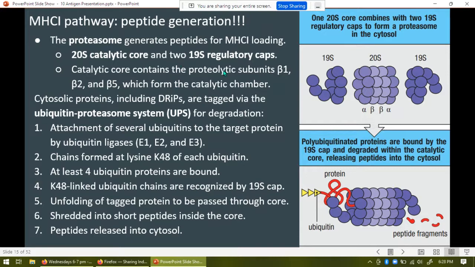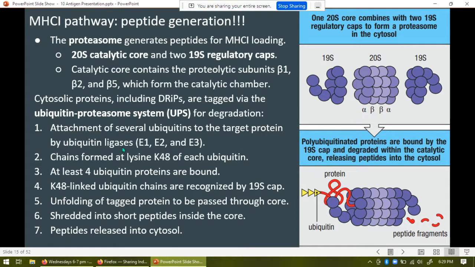Okay. So here's how it works. Cytosolic proteins, including defective ribosomal products, or DRIPs, are tagged via the ubiquitin proteasome system, or the UPS, for degradation. And here's how the UPS works in the cell. First, several ubiquitins are attached to a target protein that is destined for destruction. Either the protein doesn't work, or it's just not needed, or it's old, or something bad happened to it. And it also occurs at a low rate to proteins in general. Eventually, all proteins will be targeted for the UPS.